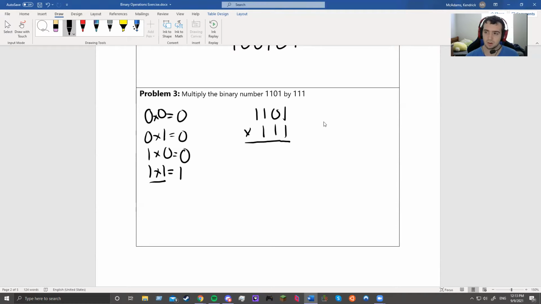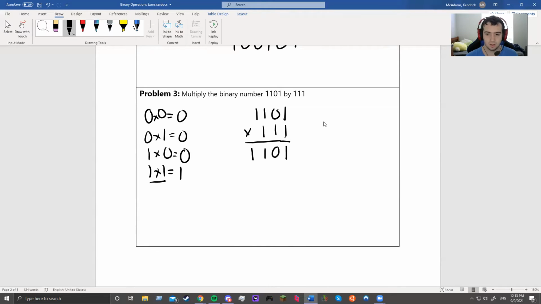All right, so we're going to just do the same thing as we do in regular multiplication. So we're going to multiply this by this. And since it's a 1 and a 1, that is a 1. So we go 1. Okay, we're going to multiply this by this. 1 and a 0, that's a 0. All right, 1 and a 1, that's a 1. 1 and a 1, that's a 1.